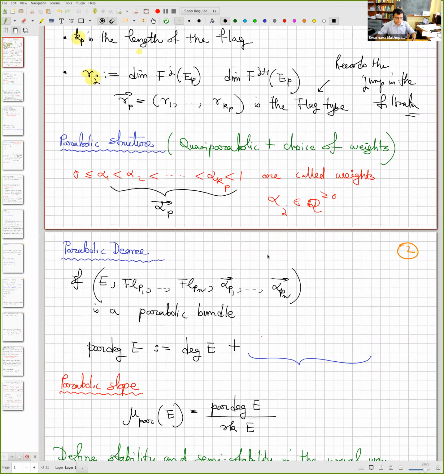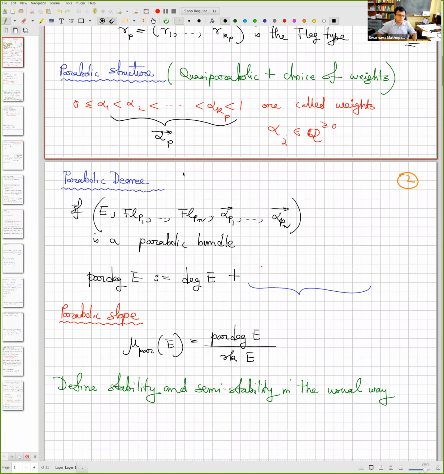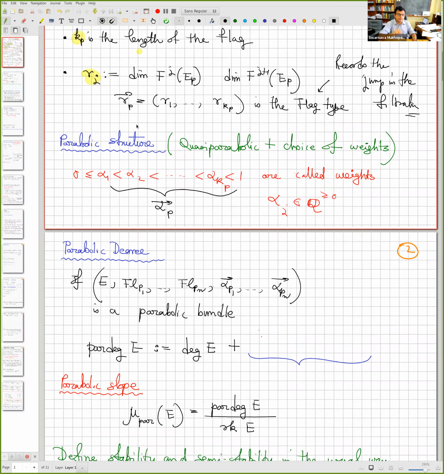If you're familiar with the theory of moduli of vector bundles, one defines stability and semi-stability using degree, right? So what we want is a decorated notion of degree, what is called the parabolic degree. So what is the parabolic degree? I have this vector and I have the vector that records the flag type, right? So it's the usual degree. As usual, you have the original degree of the underlying bundle, ignoring the parabolic structure, but somehow we need to also record what is happening in the parabolic structure.